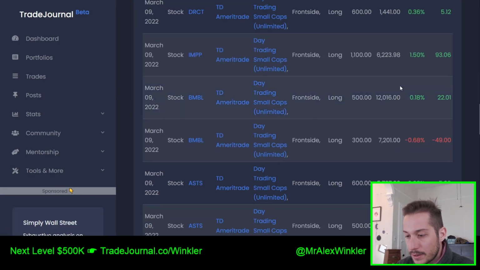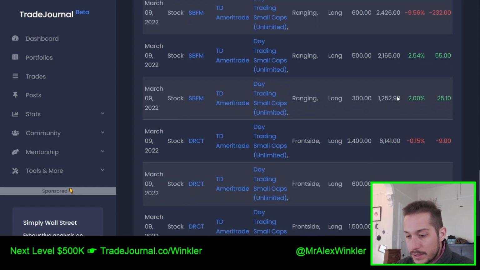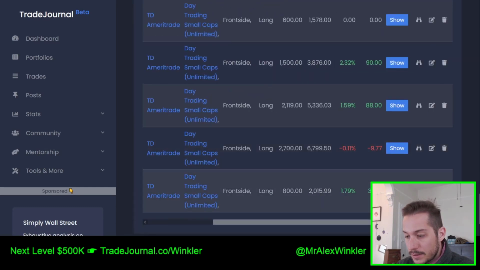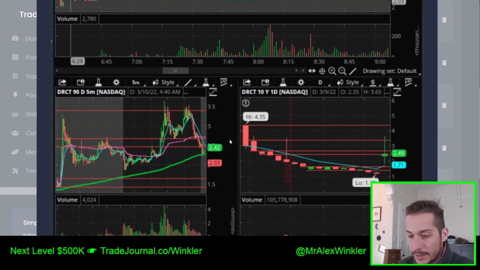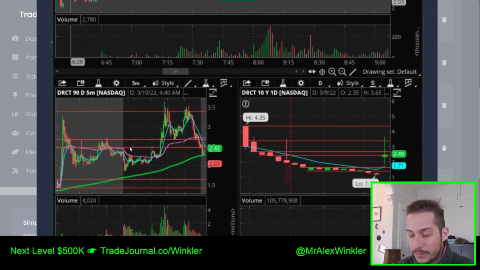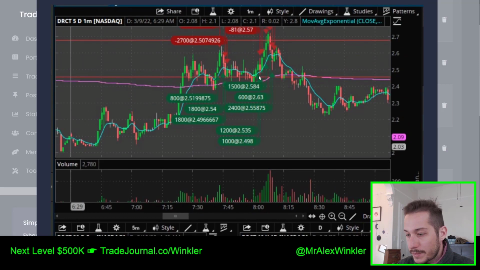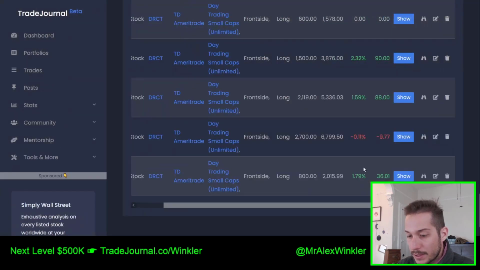Let's see here. Well, we traded quite a few tickers for sure. DRCT, let's see what we got here. Yeah, so this is not really the best. I mean, you could argue there's a bit of a front side here, but it's not so interesting, so I'm not super hyped about this one. Let me zoom out again.